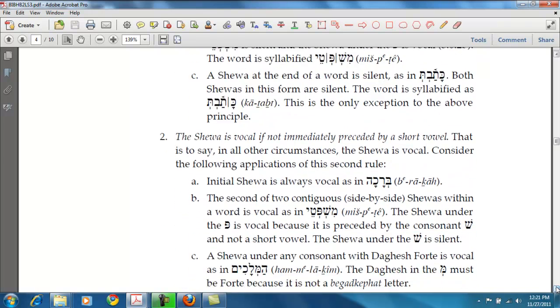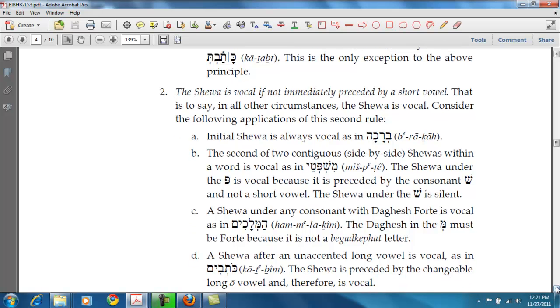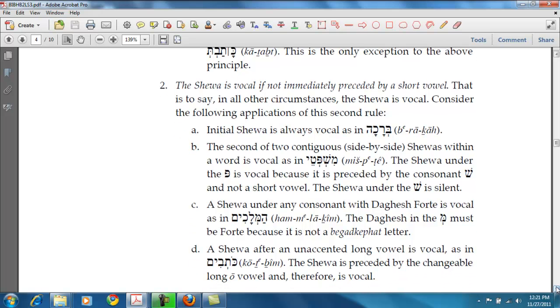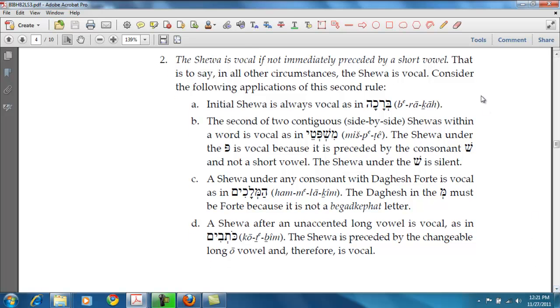Now, rule number 2 is that the Shava is vocal if not immediately preceded by a short vowel. That's to say, in all other circumstances, the Shava is vocal. Let's consider the following applications of this second rule. A, the initial Shava is always vocal, as in beracha. When you have a Shava under the first consonant, the first syllable, it's always going to be vocal.